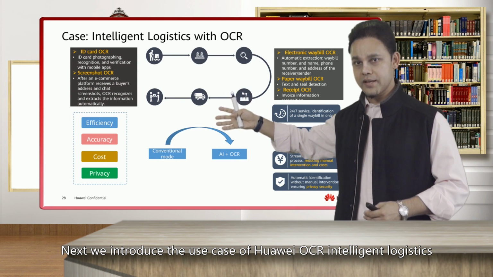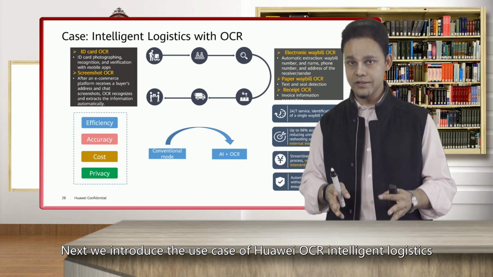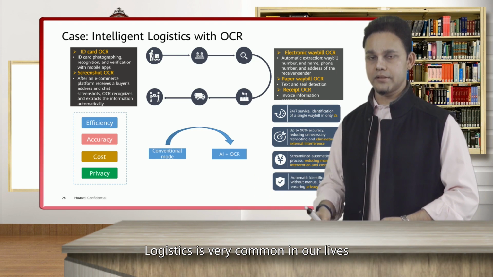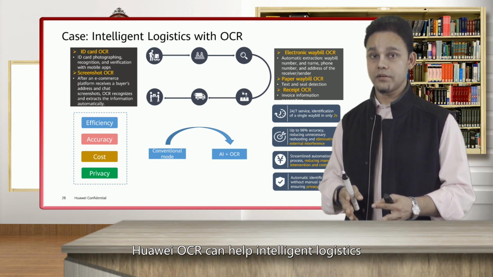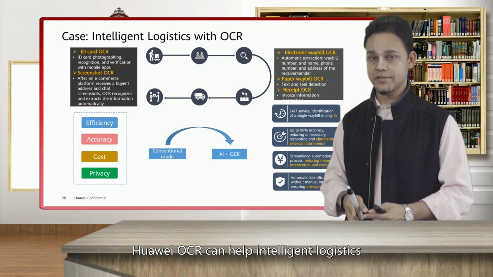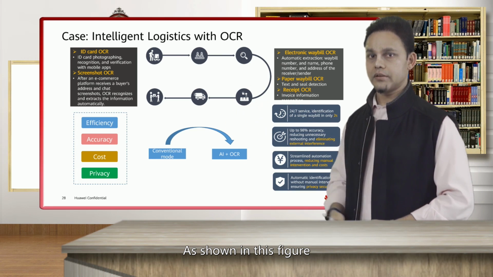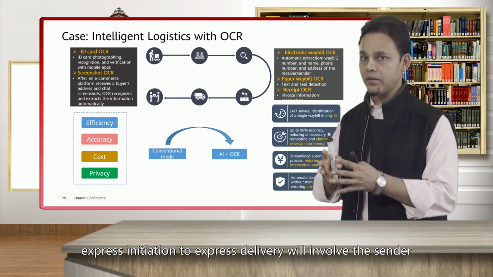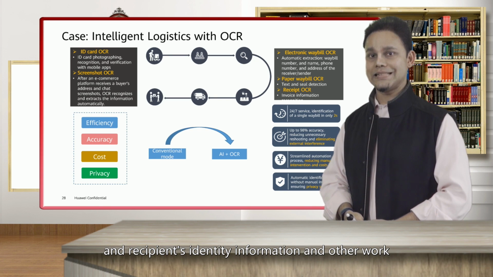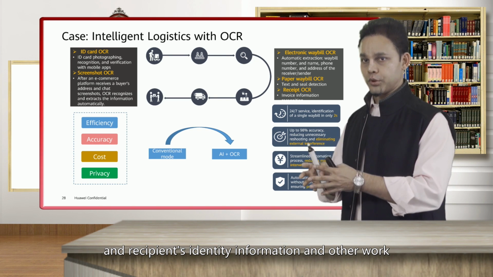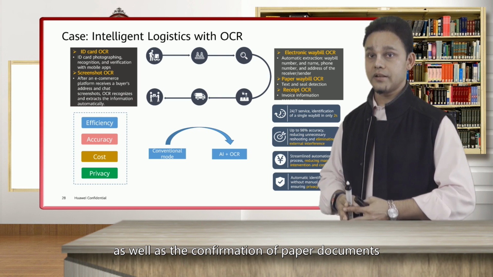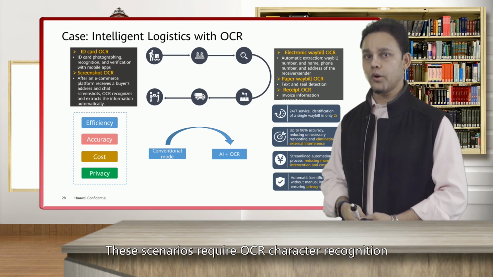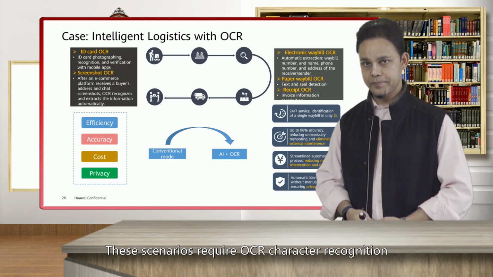Next, we introduce the use case of Huawei's OCR Intelligent Logistics. Logistics is a very common sector in our lives. Huawei's OCR can help intelligent logistics. As shown in this figure, express initiation to express delivery will involve the sender and recipient's identity information and other work, as well as the confirmation of paper documents. This scenario requires OCR character recognition.